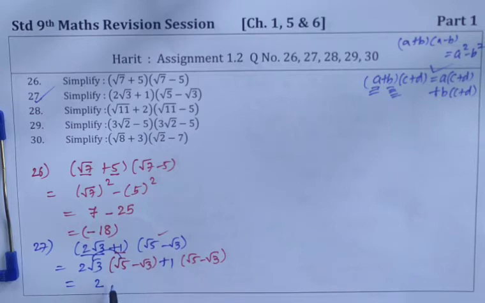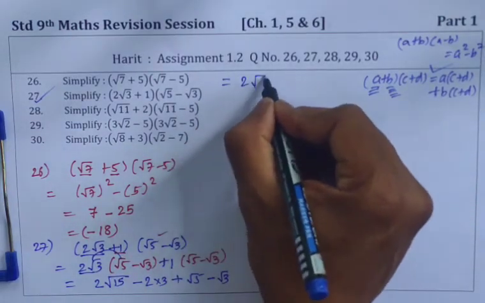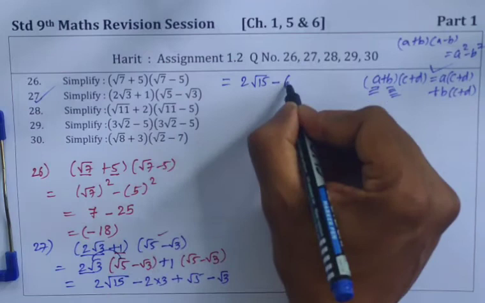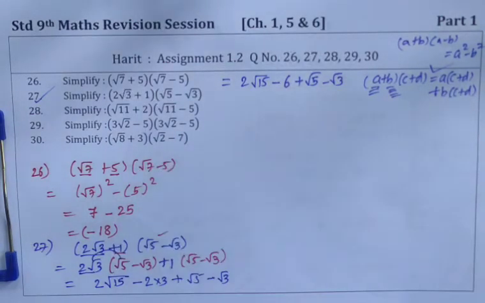2 root 3 into root 5. 3 5s are 15 minus 2 root 3 or root 3 into root 3 is 3. Correct? Plus 1 into root 5 is root 5 minus 1 into root 3 is root 3. Alright? So that is equal to 2 root 15 minus 6 plus root 5 minus root 3. There 4 terms are there and none of the terms are like terms. So further simplification is not possible and this is going to be the answer. Simplified. Okay. This will be the simplified form of it.